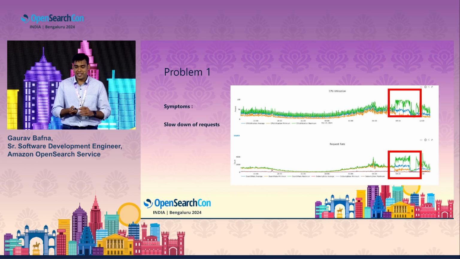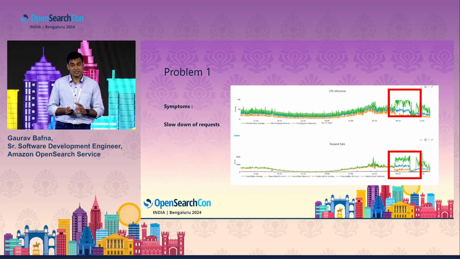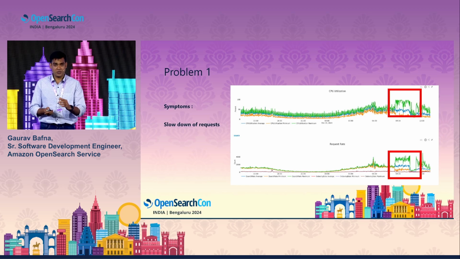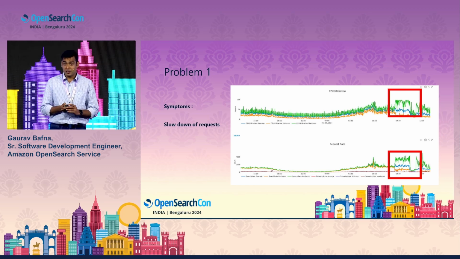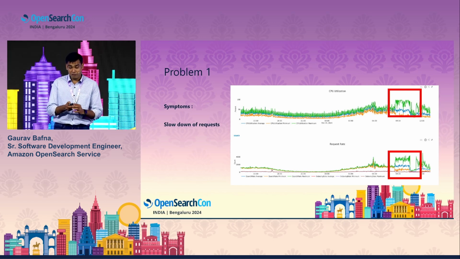So here on the slide, we have two graphs. One is CPU utilization. The other one is request rate. We see that though the average request rate has remained the same, the maximum has stepped up quite a bit. Similarly for CPU utilization, the average is again the same, but the max has again stepped up. Now, what do we do next?